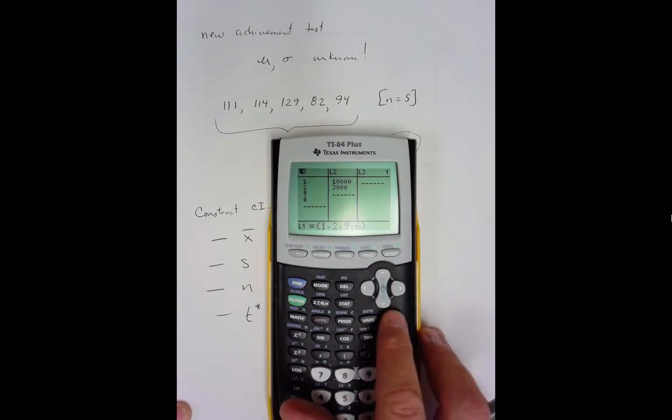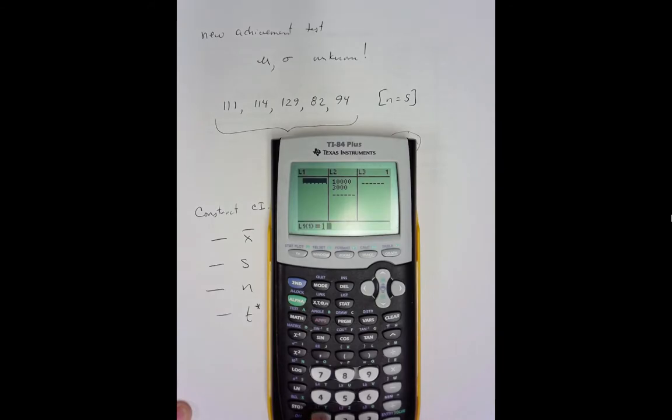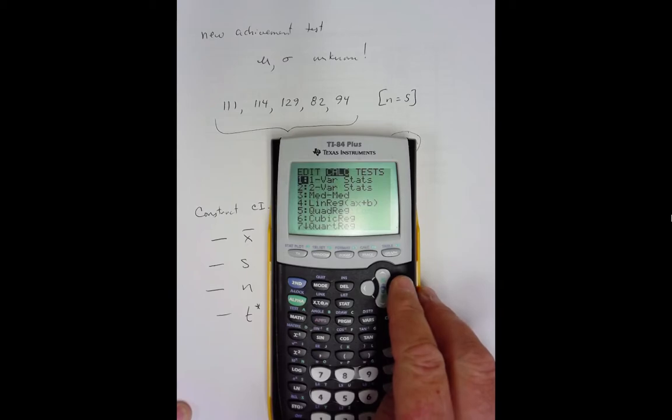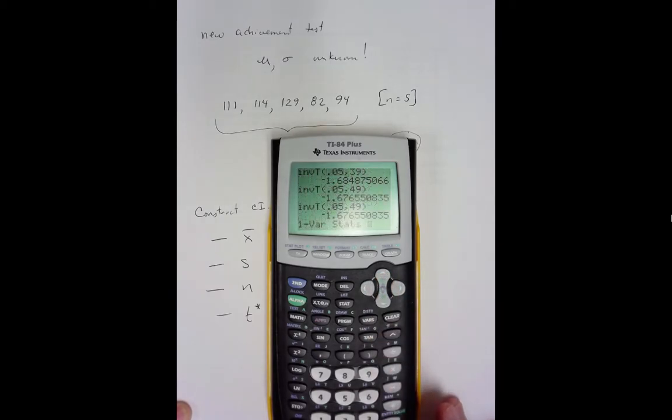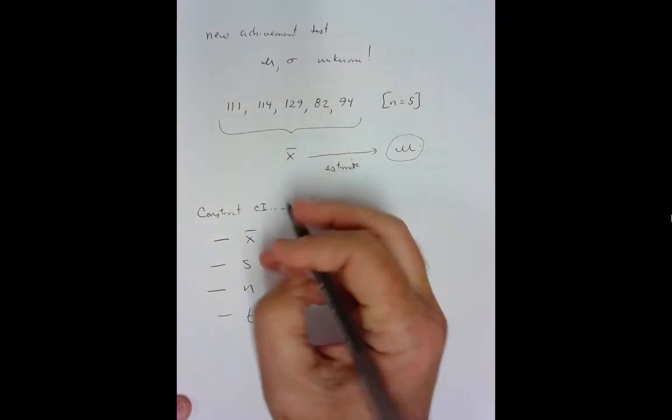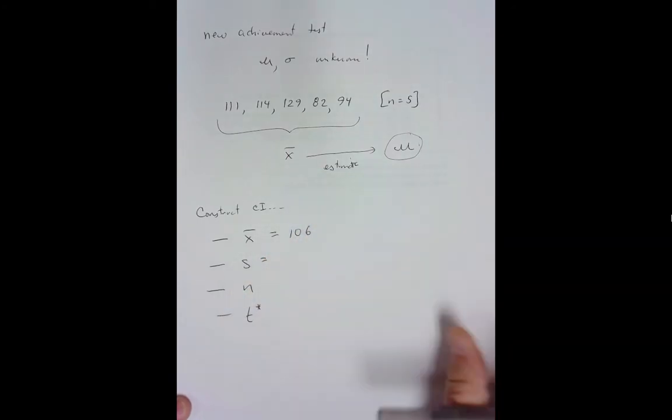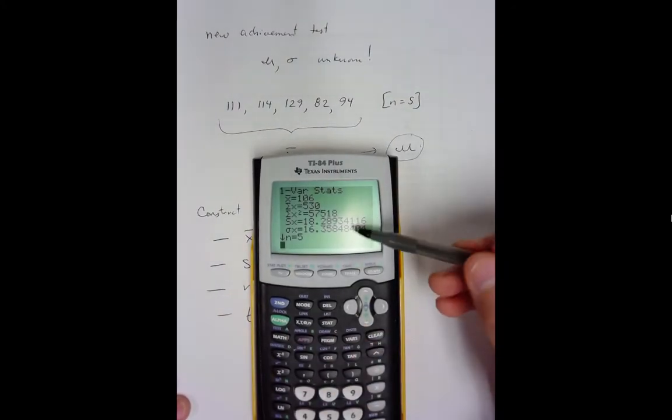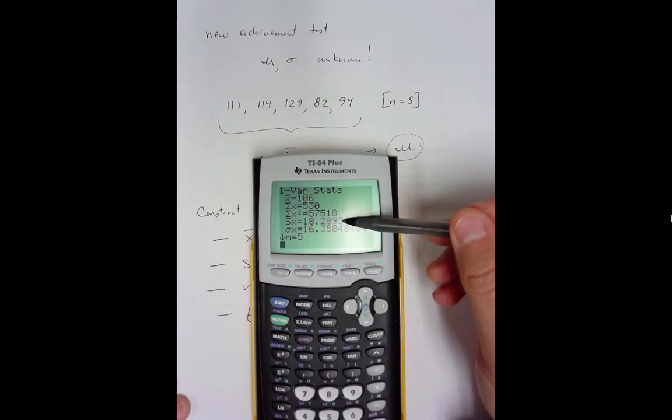All right, we'll clear this out. So go clear, enter. So 111, 114, 129, 82, and 94. So go to stat, go over to one variable stats, go to L1, and the mean is 106. Standard deviation is 18.2893.